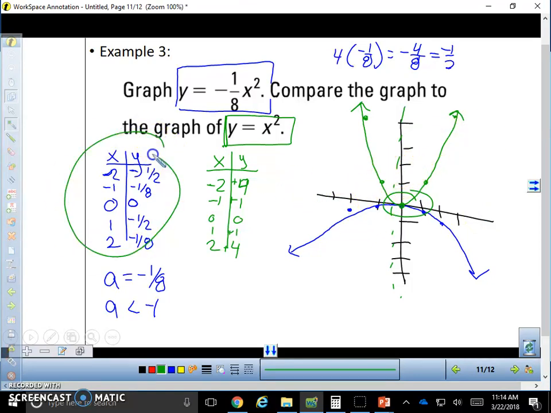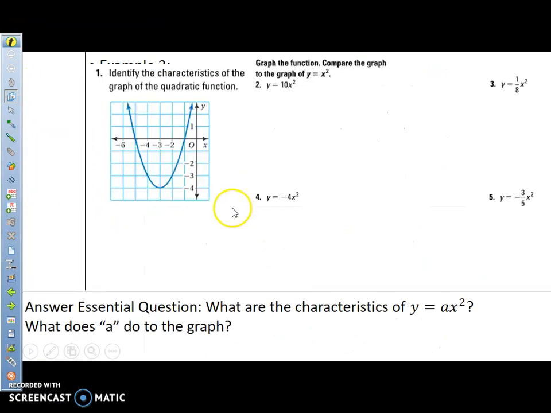The -1/8 one is wider and upside down. Make sure you're using those 6 ways of describing graphs to compare them, okay, that we talked about. Go ahead and try these on your own problems when you're ready to.